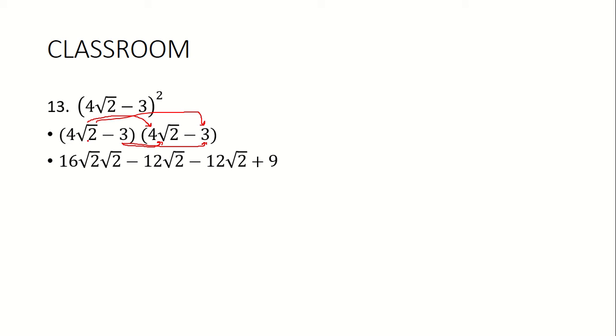And 4 square root 2 times minus 3, it will give you 4 times minus 3 is minus 12, and we still have the square root of 2. Minus 3 times minus 3 will give you 9. Please note, when you multiply the root of the same integer or the same variable, you just cancel out the root and you just leave that integer. So square root of 2 times square root of 2 is just 2. The square roots just cancel out.